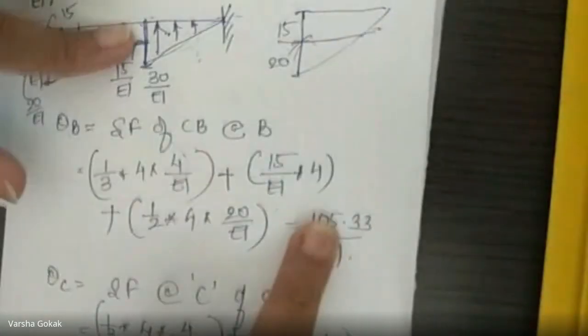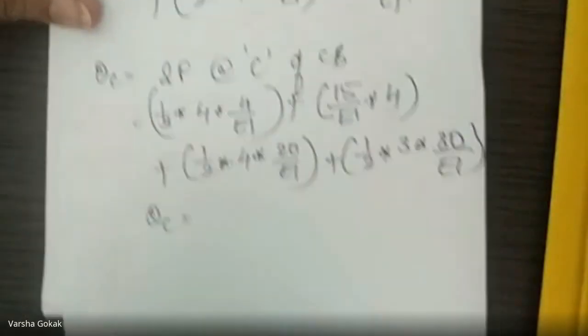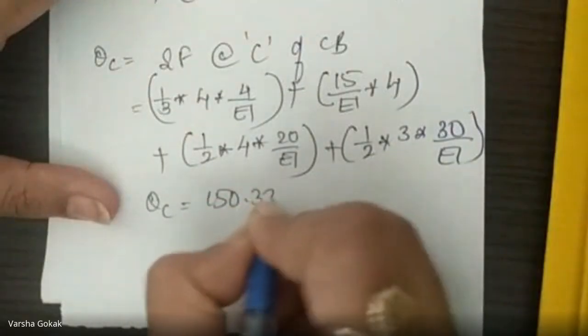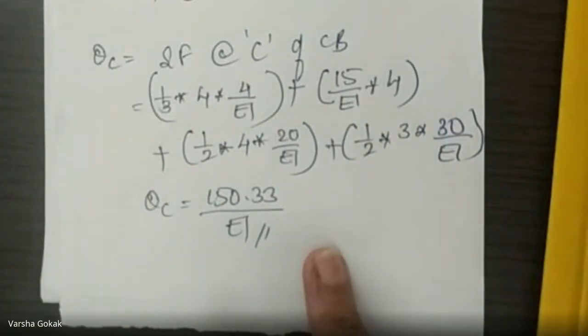Now to this 105, add this, Suraj. You will get that answer. What is this theta C value, please? 150.33. Yes, 150.33 by EI. Theta B, theta C, that is slope at B and slope at C.